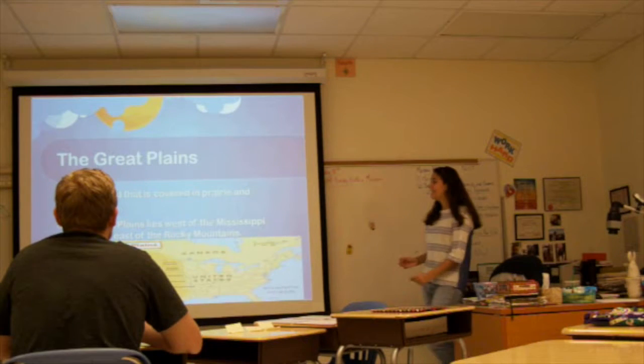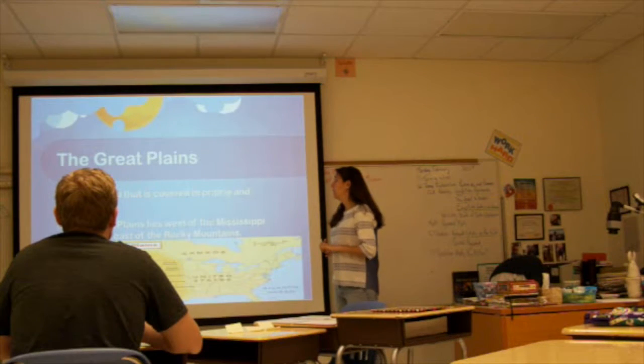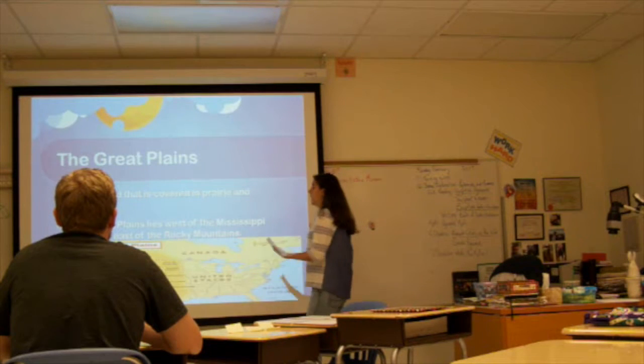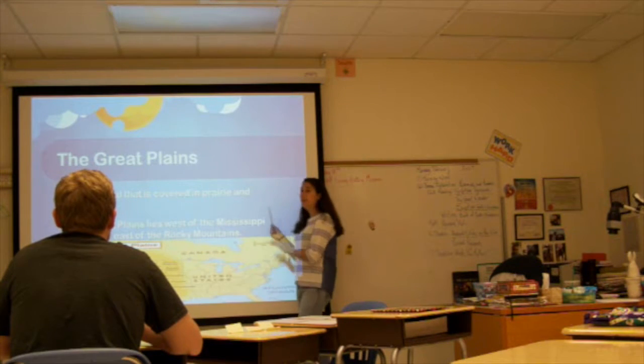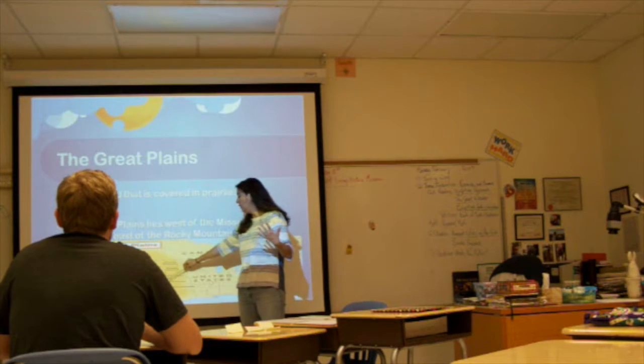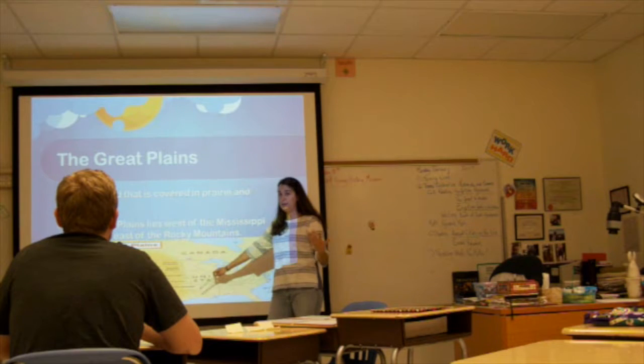The Great Plains. This is a flatland that is covered in prairie and grassland. The Great Plains lie west of the Mississippi River and east of the Rocky Mountains. Here again, we hear two other physical features that we are looking back to. So, we have the Great Plains. What other physical feature has had the same path as this?